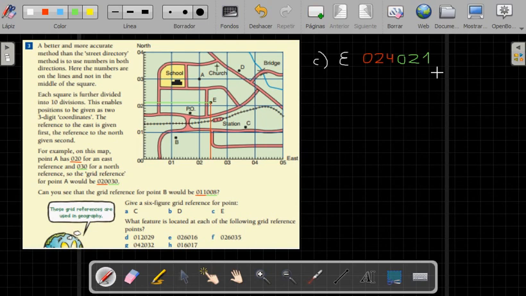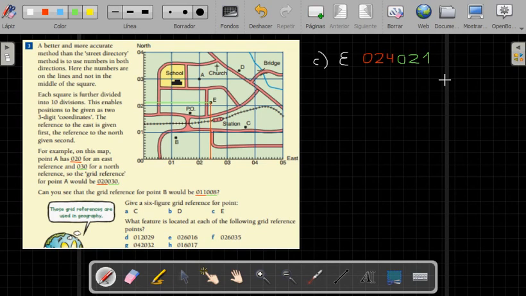Perdón, había dicho 0, 1, pero no. Estamos una división más allá de 0, 2. Entonces, la referencia norte es 0, 2, 1. And the total reference is 0, 2, 4, 0, 2, 1. And that's it. You can try to do exercise A and exercise B.